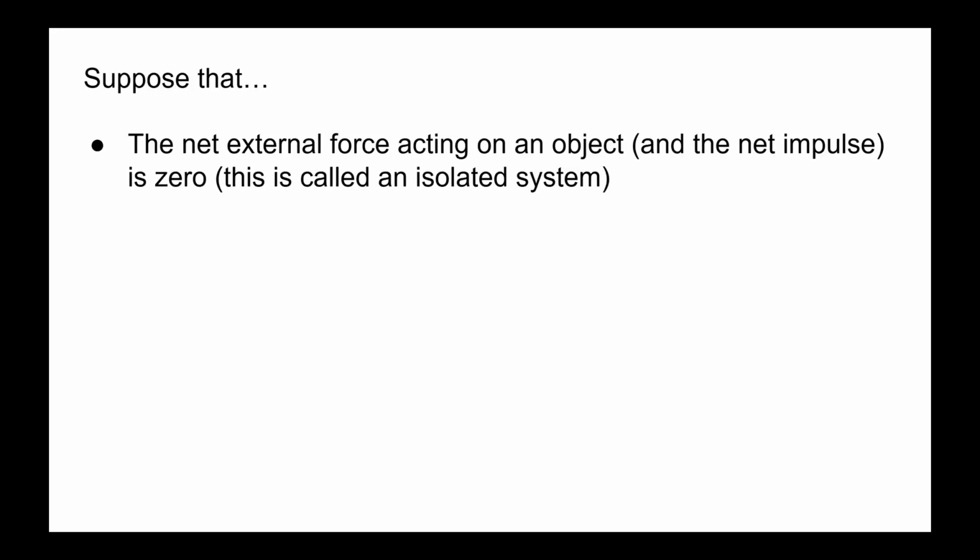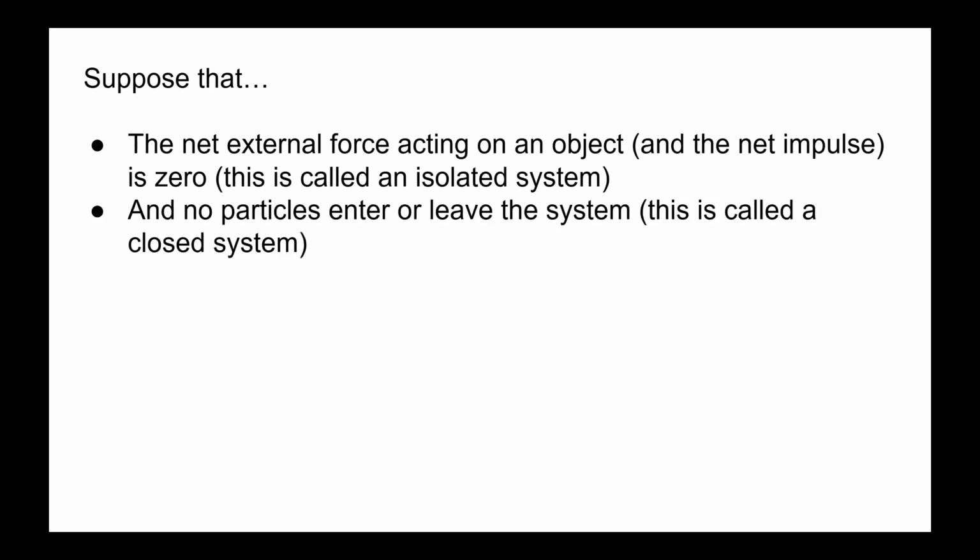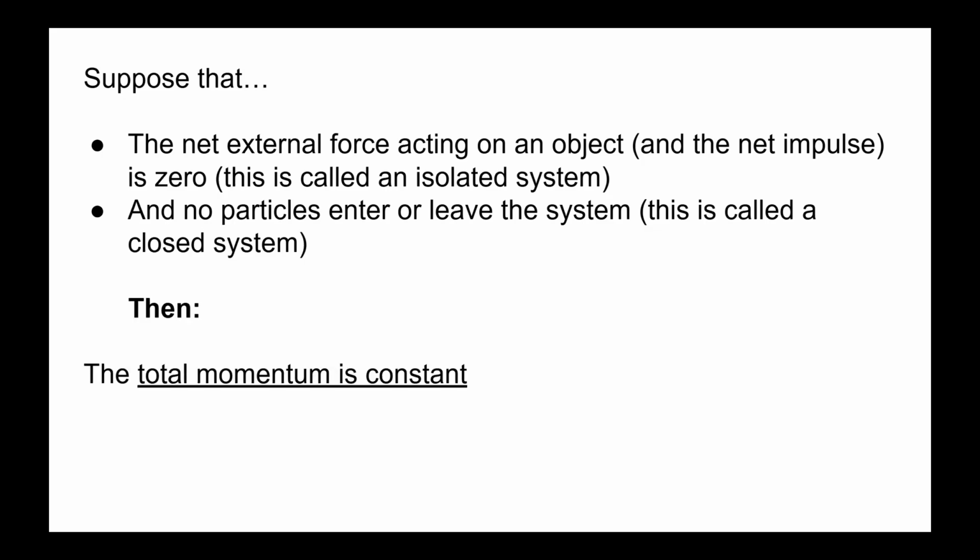So let's suppose that, what I had just said, the net external force acting on an object, and therefore the net impulse, is zero. This is described as an isolated system. And there are no particles entering or leaving the system, so this is a closed system. Then the total momentum would remain constant.